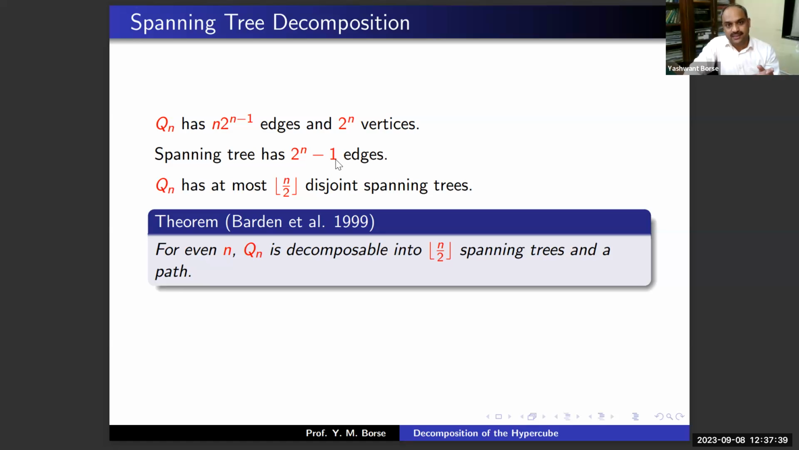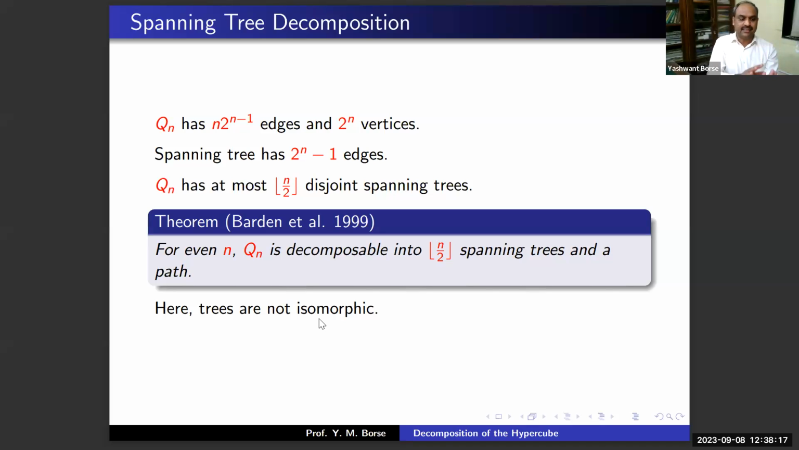So the n by 2 edges will remain, will not be covered by the spanning trees. But the problem with the theorem, and this is for even n, is that the trees constructed here may not be isomorphic. In fact, they are not isomorphic. The specific construction is given and the trees are not isomorphic. So one can try isomorphic spanning trees to decompose Qn. So this is open here. So this is all about tree decomposition.